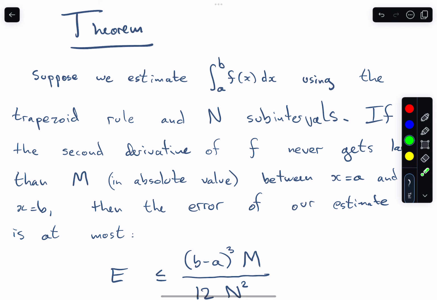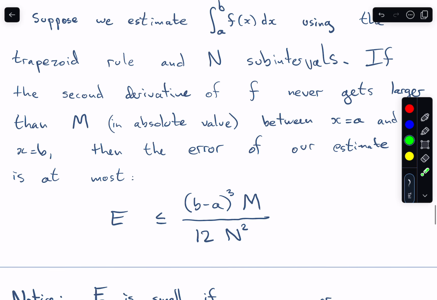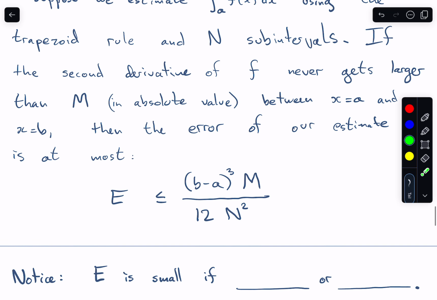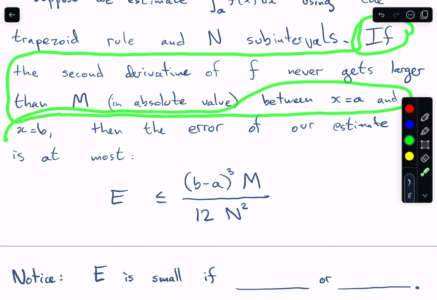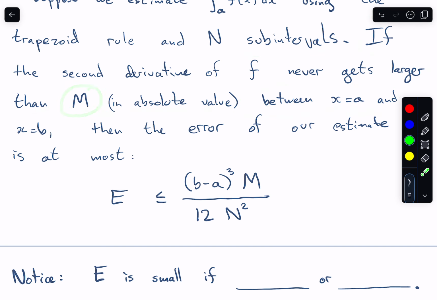So what's going on here? We're going to estimate this integral using the trapezoid rule. We're going to split it into n subintervals. So n was 4 in the picture I drew above. And then this is an important sentence. If the second derivative of f never gets larger than M in absolute value between x equals a and x equals b, okay, so M is the maximum value of the second derivative of f on the interval you're integrating, then the error of the trapezoid rule is at most this number.